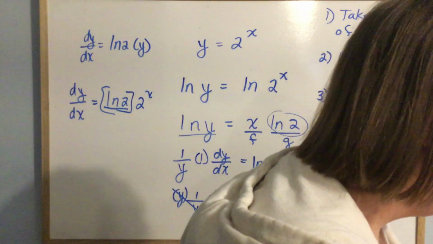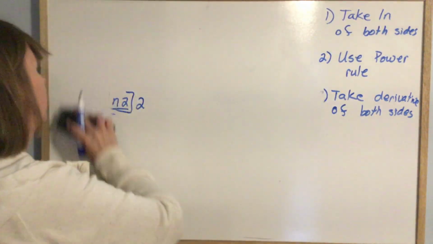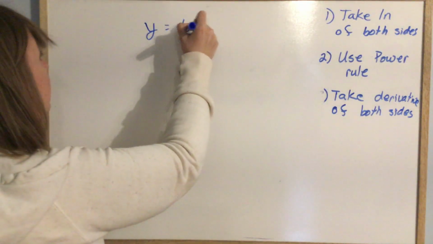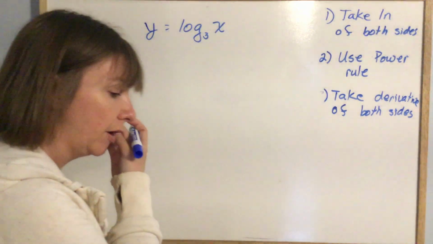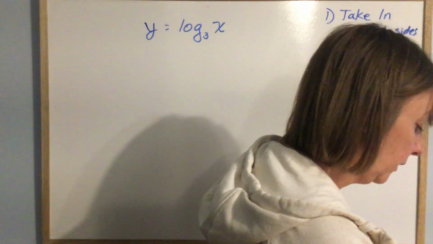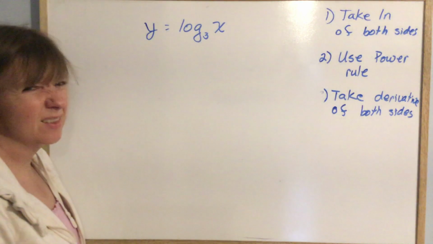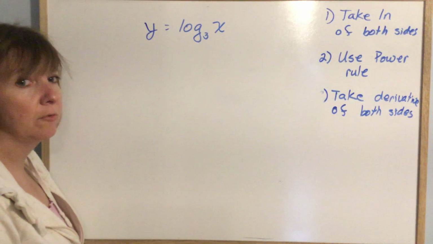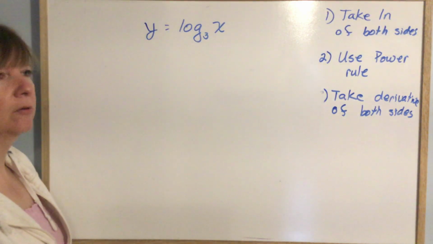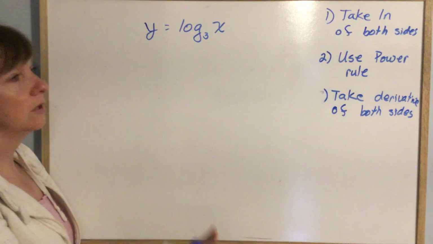Okay, so 1b is y is equal to log 3 of x. For this one, because of the form it's in, because it's got a log in it, and we really don't know how to do the derivative of logs other than a natural logarithm, a ln, there's not really an easy way to do a derivative of those. And because it's just log 3 of x, it's really simple.